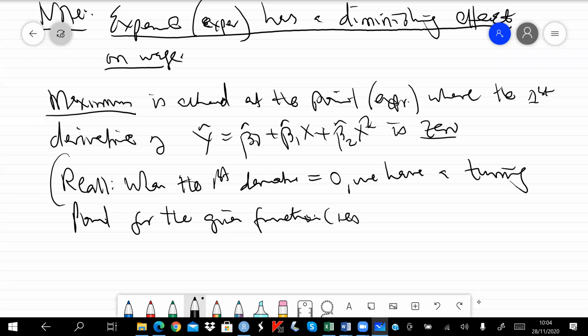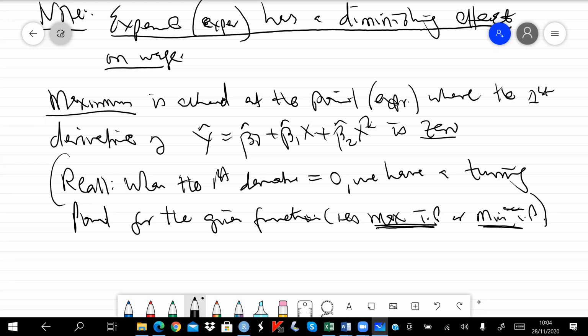The turning point is either a maximum turning point or a minimum turning point, either the highest point or the lowest point. There are various ways of determining whether it's a maximum or a minimum turning point using the first order and second order conditions.